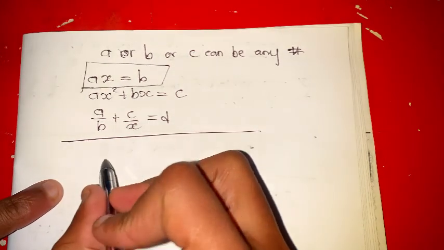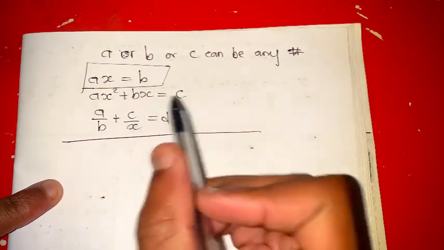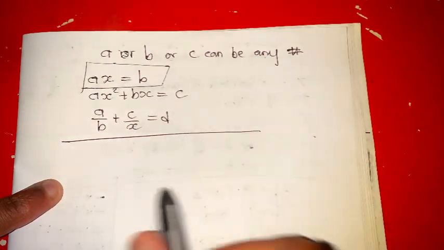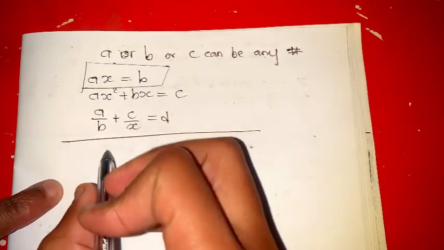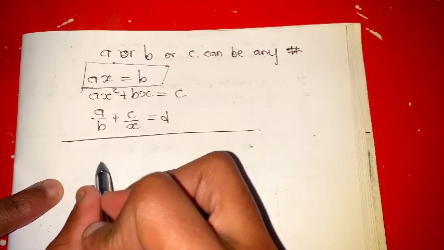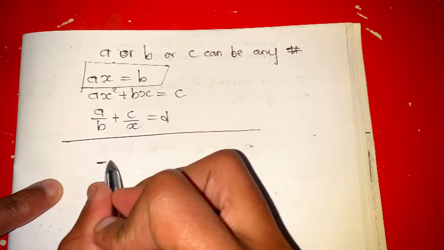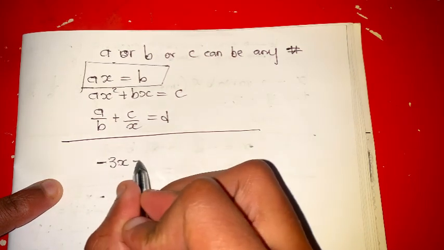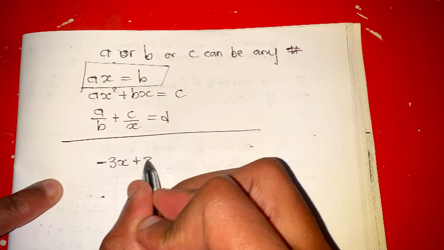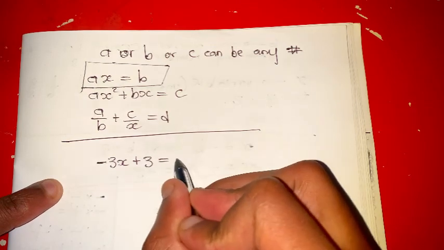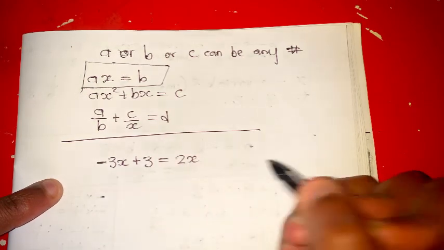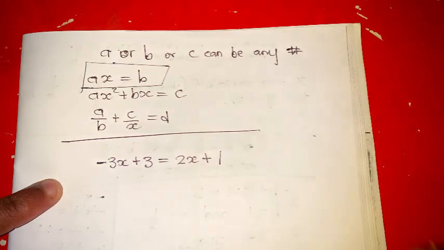So now we are going to substitute any number for x. We're not going to use the a or b analogy. So let's say you have minus 3x plus 3 equals 2x plus 1.